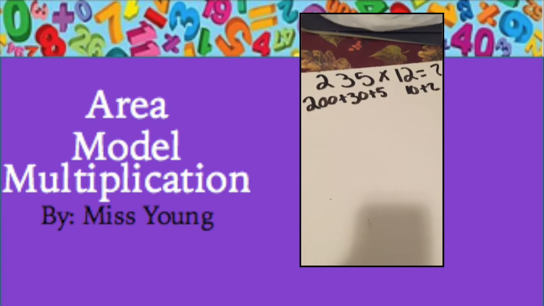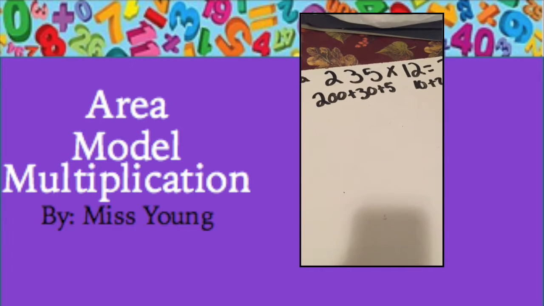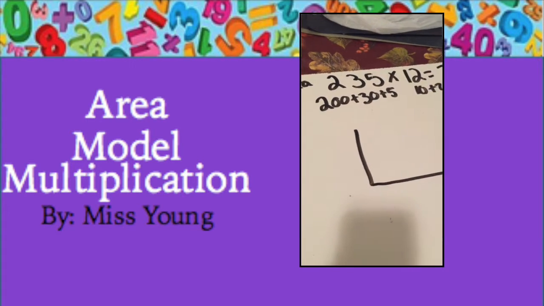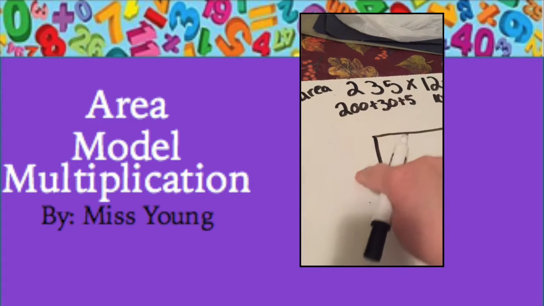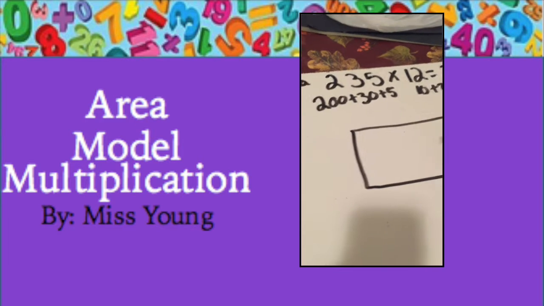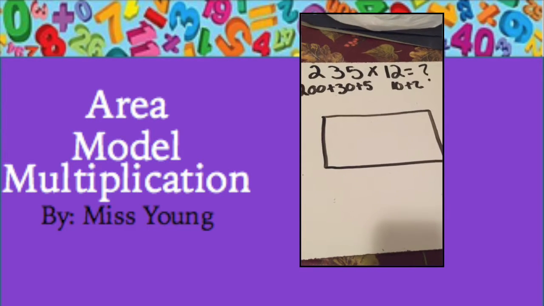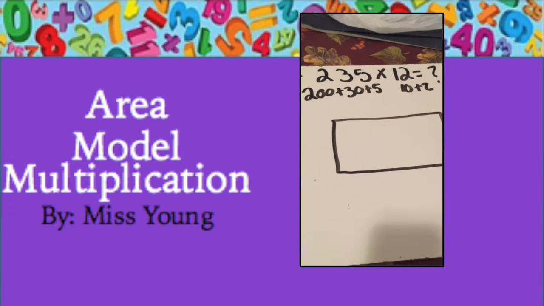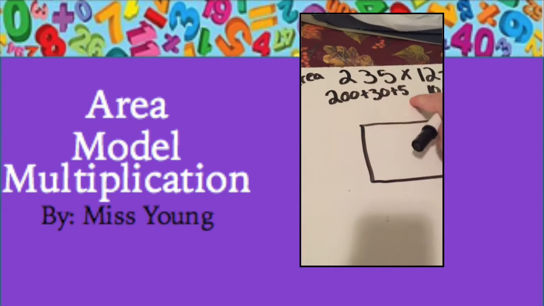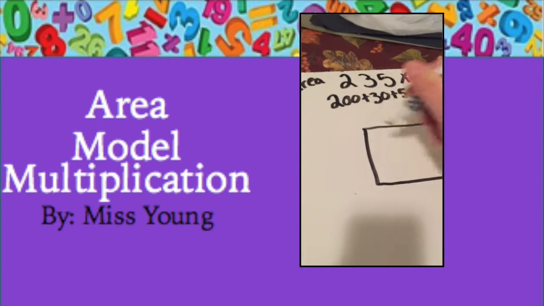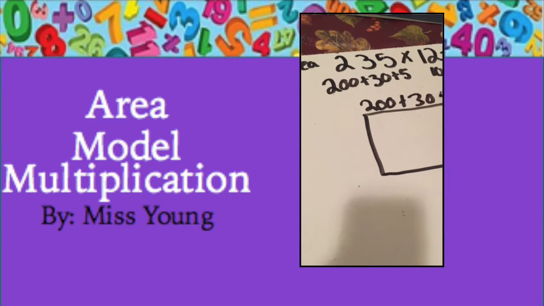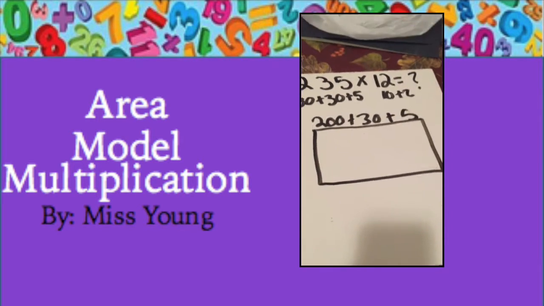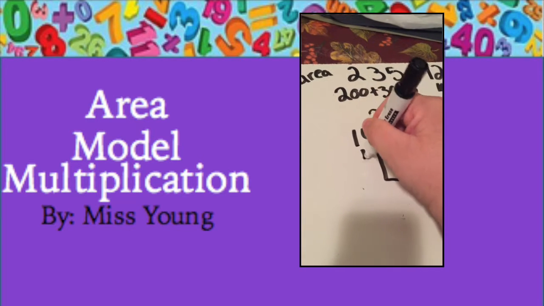Our next step is to draw the area model out. So we draw our box. I can pick whatever factor to go on the top or on the bottom. The way I drew my box is going to dictate how I write my factors. So because it's bigger, I'm going to put it on the longer side. So 200 plus 30 plus 5, and then 10 plus 2.